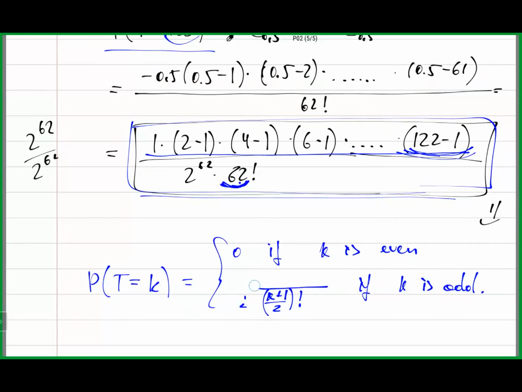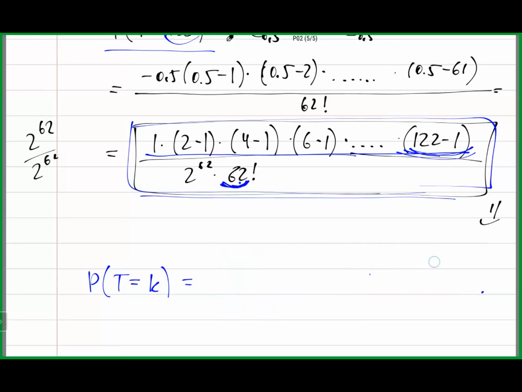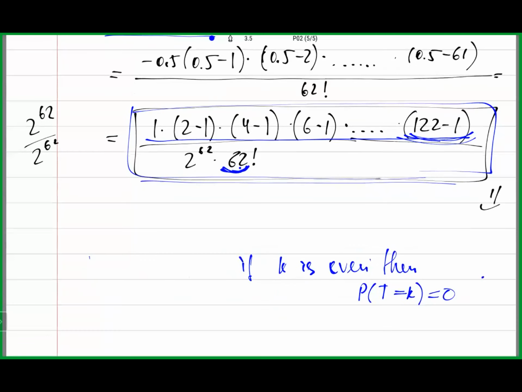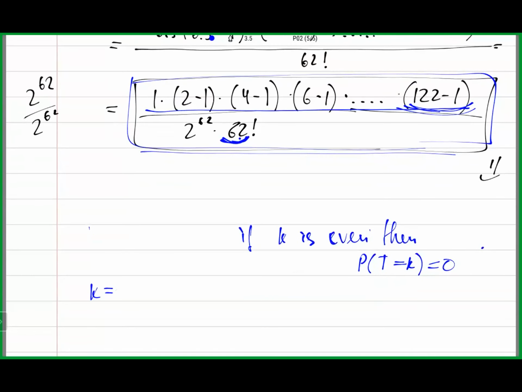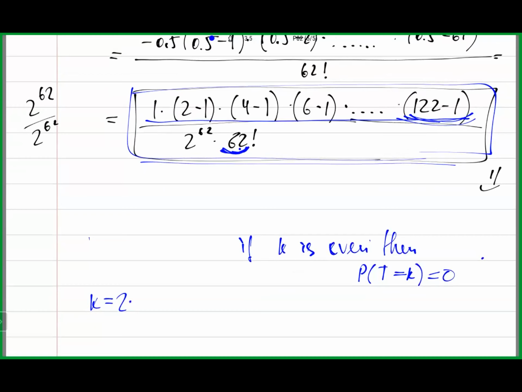Okay, let me introduce some notation. So let's write. First, if k is even, then the probability that T equals k is equal to 0. Now let's consider only odd cases. So now k is something like 2n plus 1. Yeah, let's consider this case.